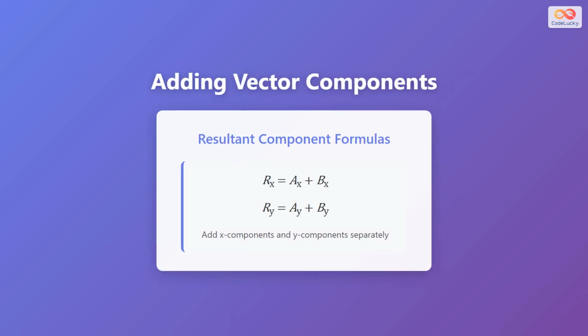Once you've resolved all vectors into their components, adding them becomes straightforward. To find the x component of the resultant, simply add all the x components together. Similarly, to find the y component of the resultant, add all the y components together. This process works because components in perpendicular directions are independent of each other. By adding components separately, you maintain the correct relationship between the vectors while using simple arithmetic.